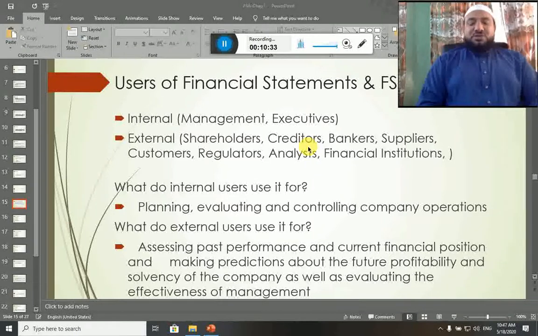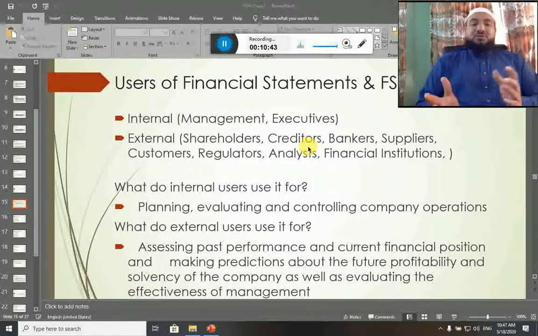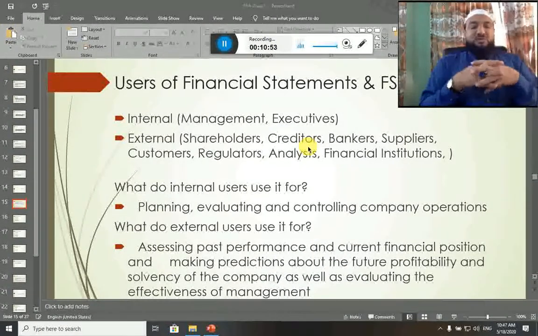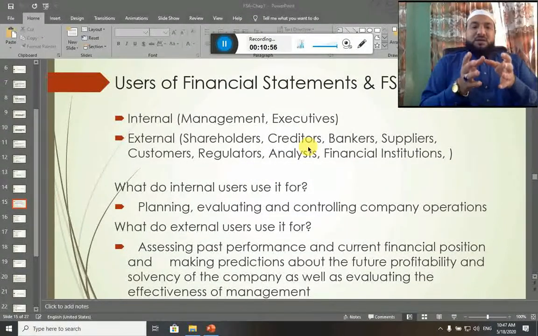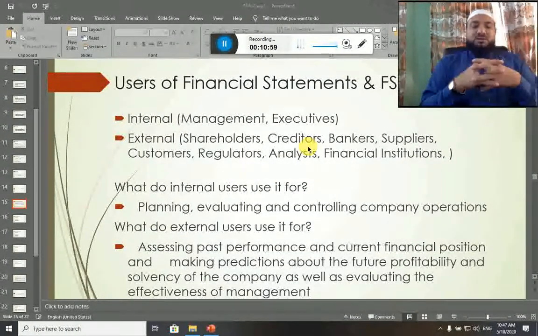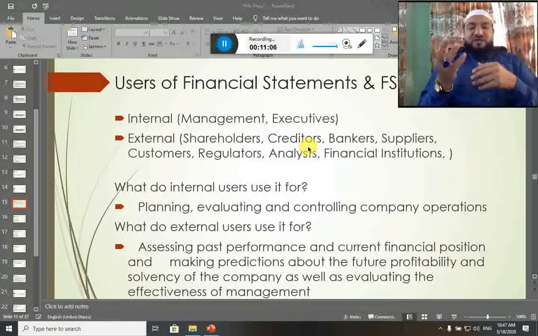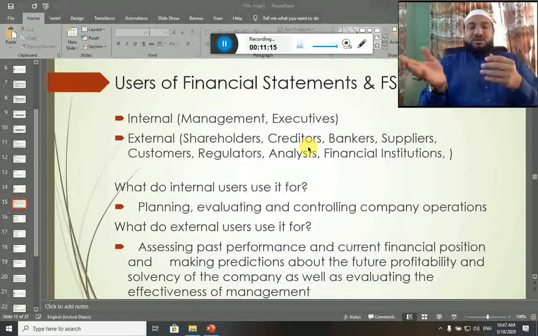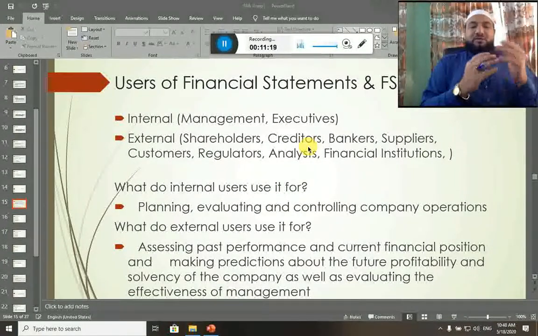As internal users belong to the company, they are from inside the company, so they will always use financial statements for some type of planning. It could be a sales plan, it could be a cost reduction plan, it could be a marketing plan, it could be different plans. So each plan depends on the person who is planning, right? For example, a person from the marketing department will use the financial information for planning their marketing. People from the sales department will use financial information for planning their sales. People from the finance department will use financial information to plan for the finances in future.